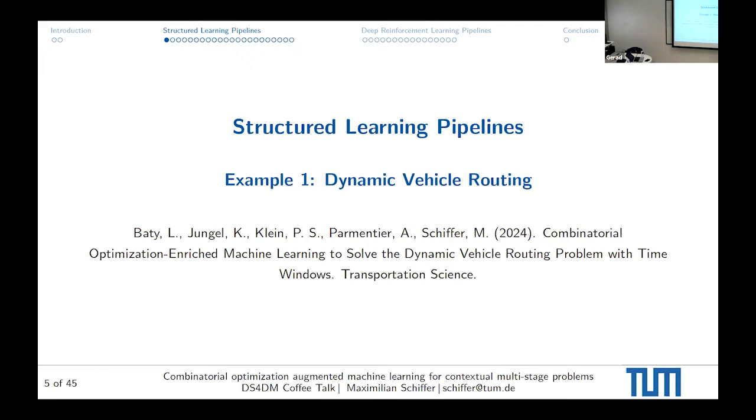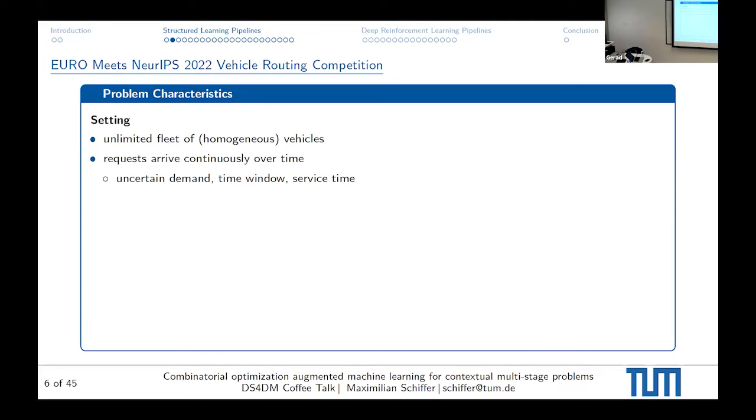So there's one block on structured learning pipelines and one block on deep reinforcement learning-based pipelines, right? So I'll start with the structured learning ones with an example on which we worked in the realm of this EUROMeetsNeurIPS dynamic vehicle routing competition last year. So there's a paper that has recently been published. If you want to see the details, I'll first give you an idea of the problem that was proposed in this competition, right?